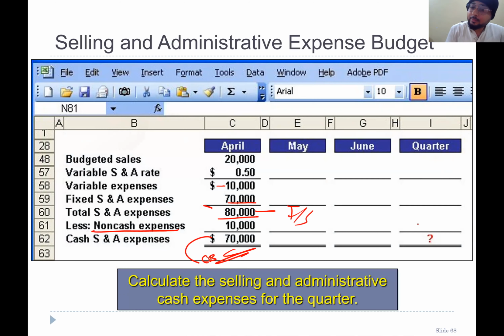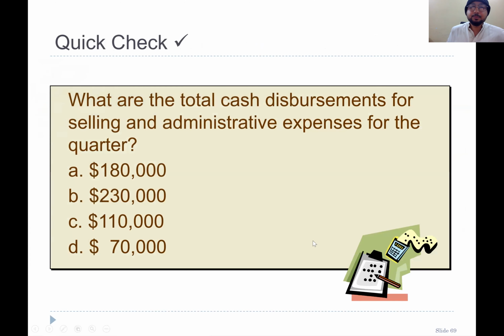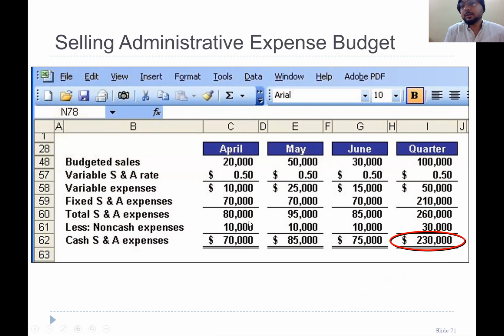So can you make the quarterly? Just paste the figures here. That's it. So quarterly here, 0.5. You add all these costs, the fixed cost here. You subtract the effect of non-cash. So $30,000 is going to be needed in the quarter, right?